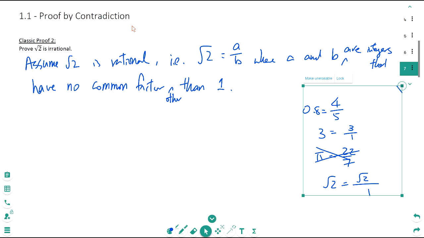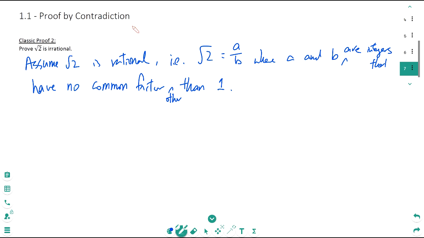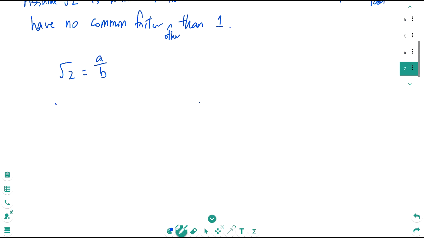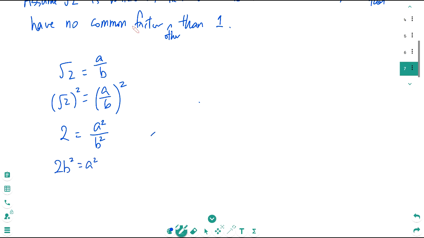Right, enough. Let's go to the main deal. So how do we start? We start by writing root 2 equals a over b. I need to get rid of the square root, so I'm going to square both sides. Root 2 squared will be 2, and a over b squared will be a squared over b squared. Now I'm going to multiply by b squared, so 2b squared equals a squared. I'm just going to flip left and right, so a squared equals 2b squared.